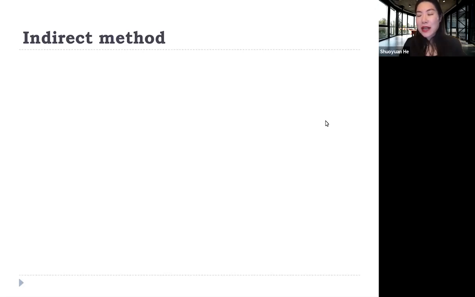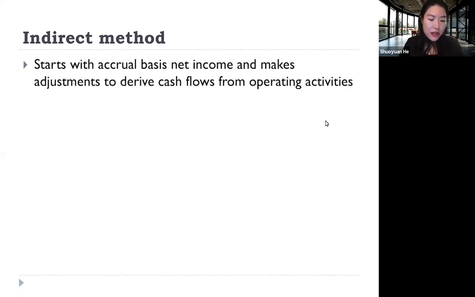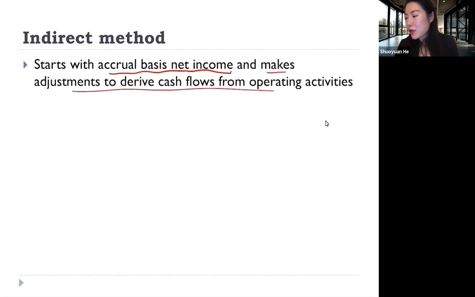We have just talked about the direct method. Now let's look at the indirect method. For the indirect method, we start with accrual-based net income, which is taken from our income statement, and make adjustments to derive cash flow from our operating activities.